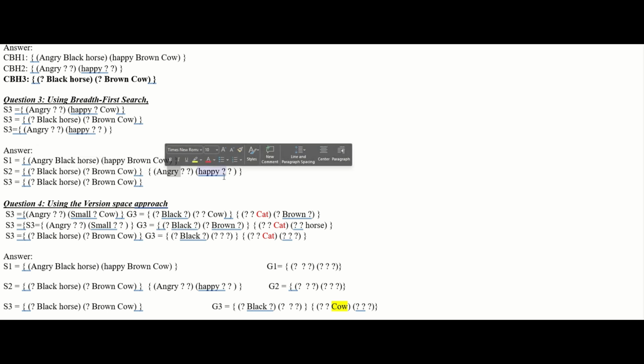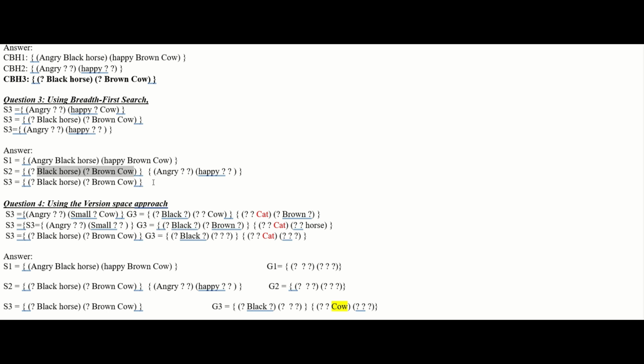So whatever is there in CBH2 and CBH3 is combined here in the breadth first search. Now for S3 we have to move from this particular first part, that is the third row, a black horse and brown cow, then S4 is there. But here, using breadth first search, we have to find only S3. So S3 is question mark, black horse, brown, question mark, brown is the correct answer.